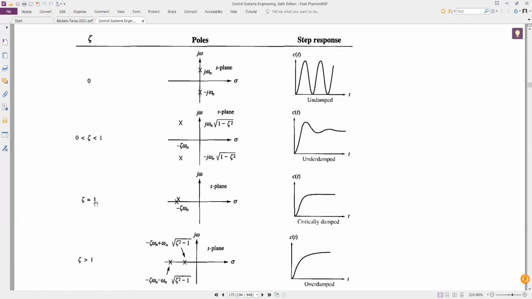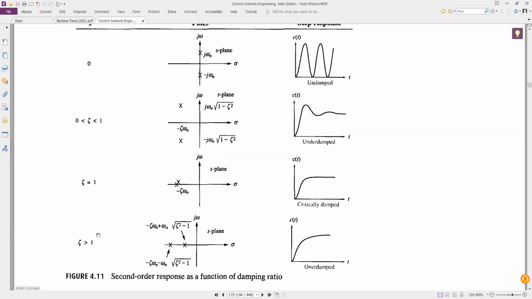And if zeta is equal to 1, the curve would be critically damped. And if zeta is greater than 1, then the curve would look like this.